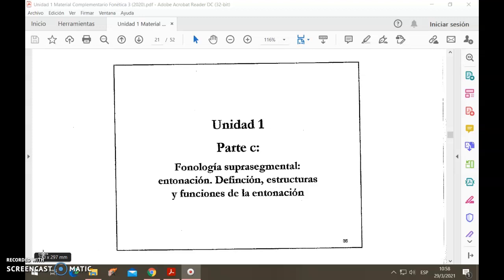All right. So, having said this, I would like to focus on part C of Unit 1, which has to do with the definition of intonation as part of paralanguage. Remember paralanguage that we saw from the threefold reality of oral communication. We have two definitions. There are plenty, of course, but we have chosen only two. And then I will focus on structures and functions of intonation.